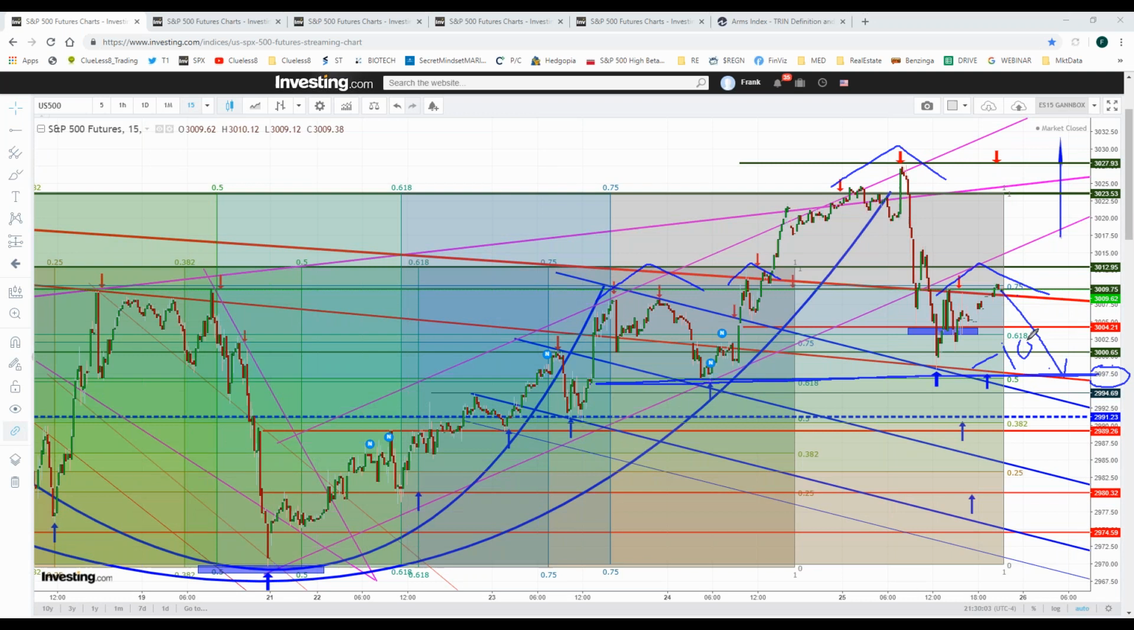Sure. But it means nothing, because the neckline still acts as formidable support, and we can see where the support is right there. It also happens to be the downtrend line. It also happens to be where we bounced off from on the cup and handle breakout. So if we don't break this, then that would become an inflection point to buy. So in other words, it would look like this.